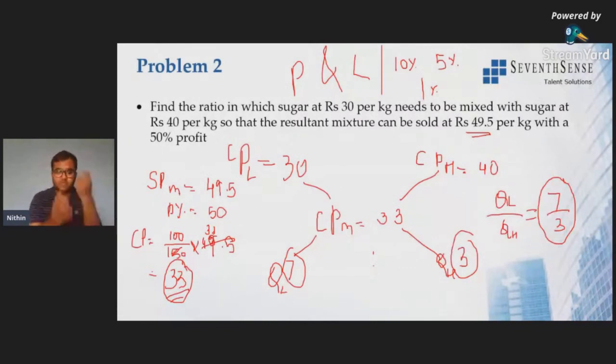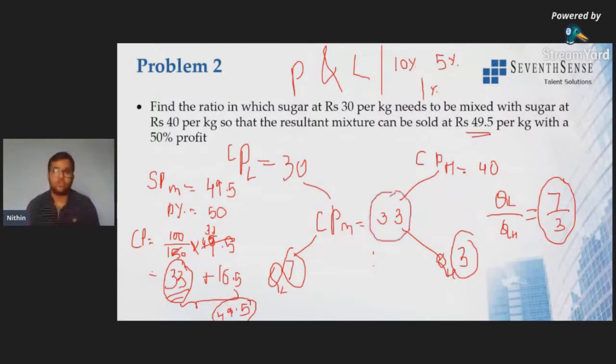So cost price is 33, 50% is the profit, which is 16.5. So add it together, you will get the selling price, right? So profit is 16.5. So selling price should be 49.5. All right. So 50% is nothing but 16.5. So together it is 49.5, which is the selling price of the mixture. Remember, this in-between value should be cost price. Clear? Hope everyone understood.